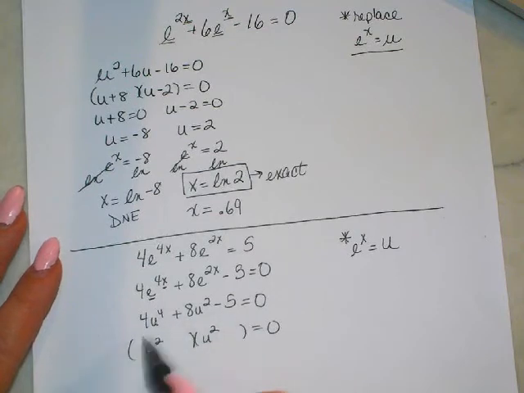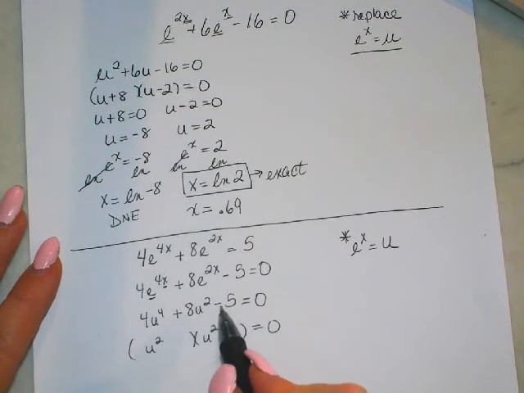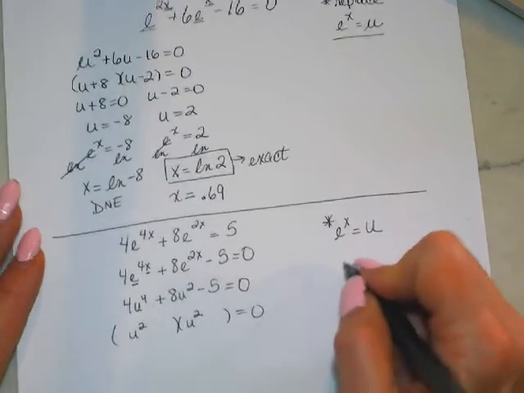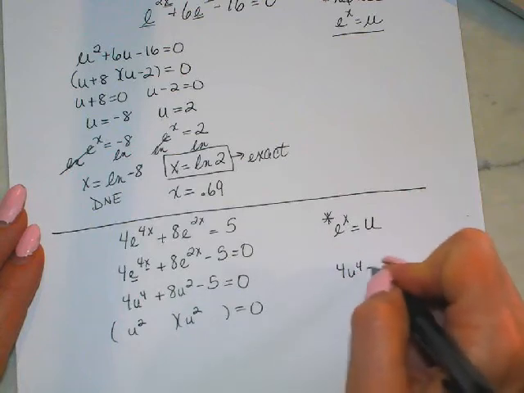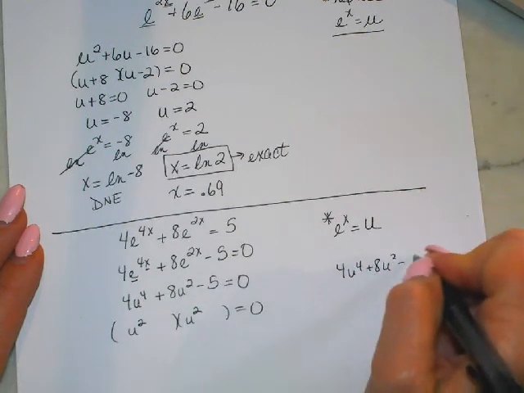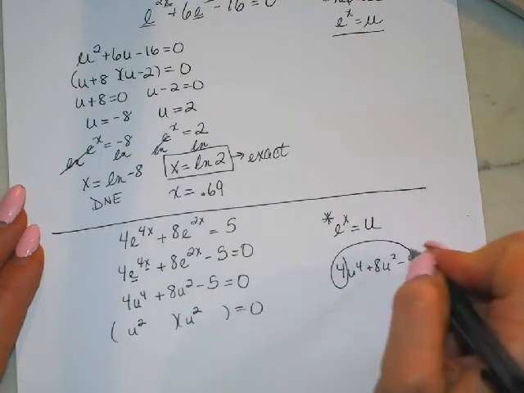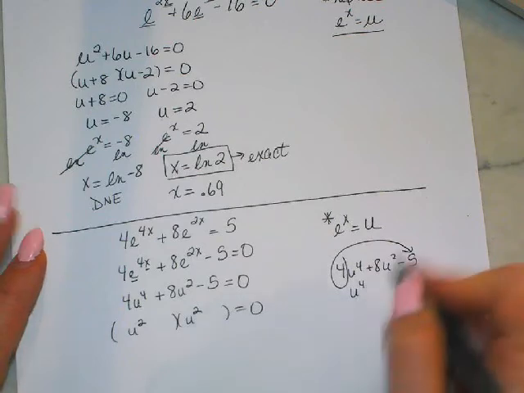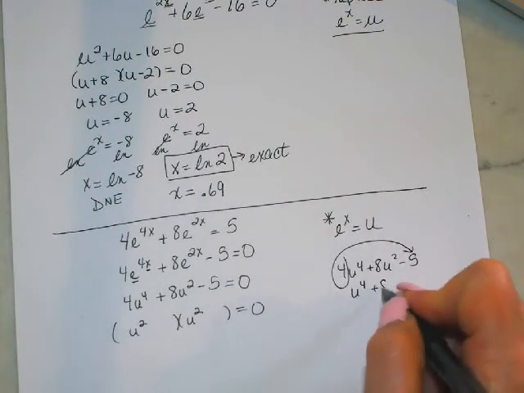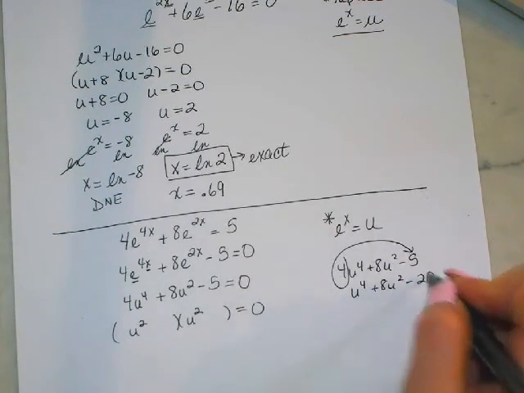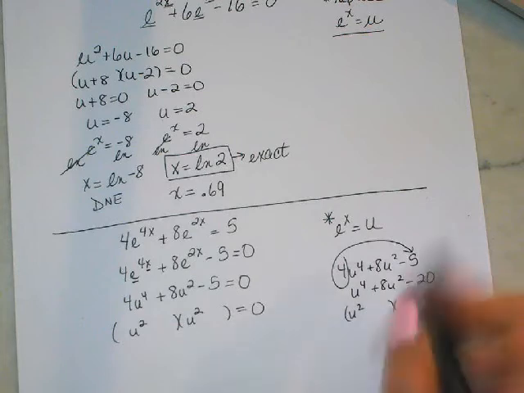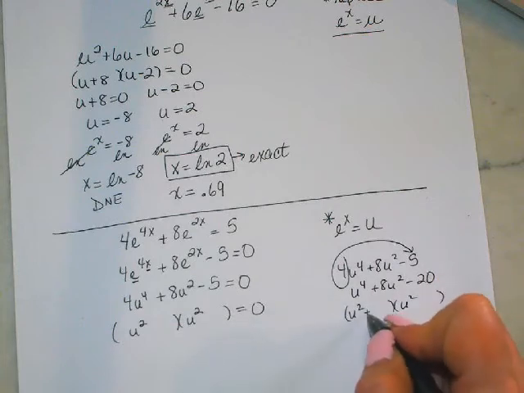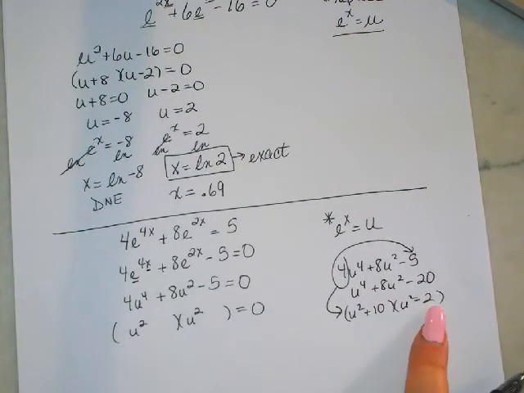We're going to split that 4. Now, if you notice, this is one of my problems that the trick I taught you back in the beginning of the year is going to help us with. 4 plus 8u squared minus 5. Let's remember that. We multiply it. We get u to the 4th plus 8u squared minus 20. It's going to be u squared, this will be plus 10 minus 2.